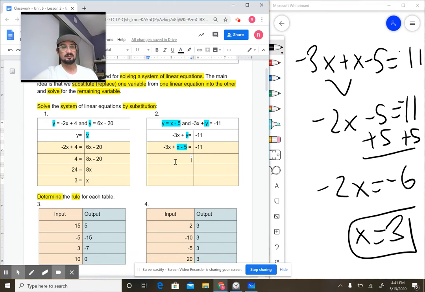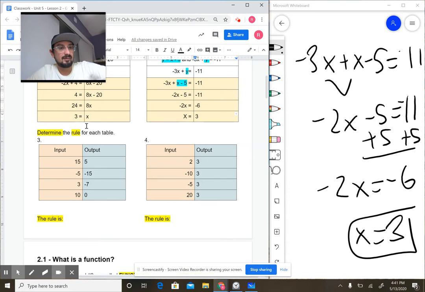So let's write that down. Combine like terms was this step. Then we're going to add 5 to both sides, you get negative 6. Divide by negative 2 on both sides, and you get x equals 3.